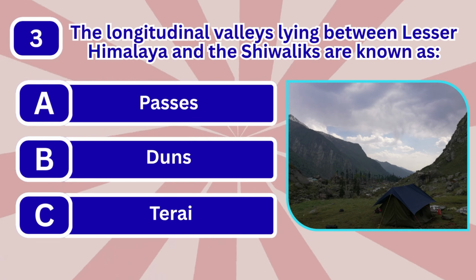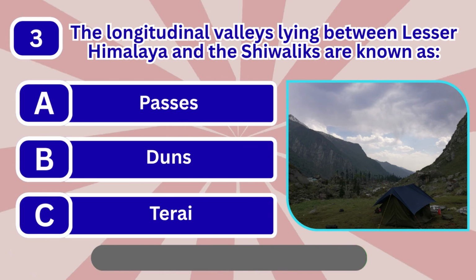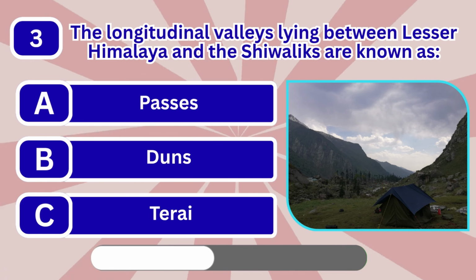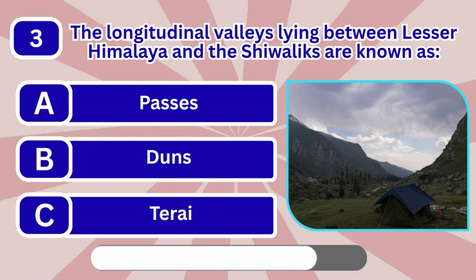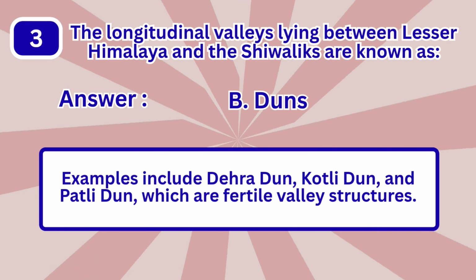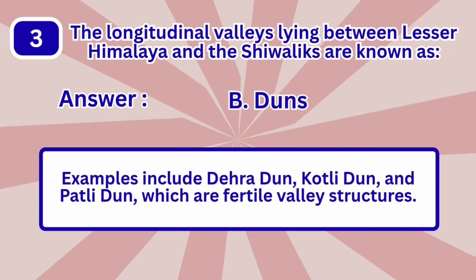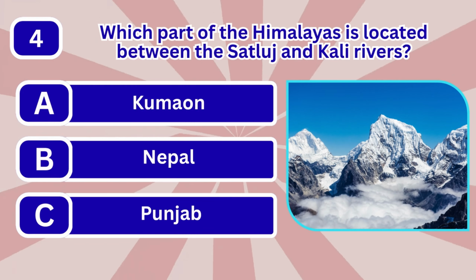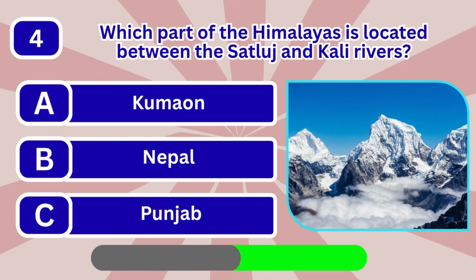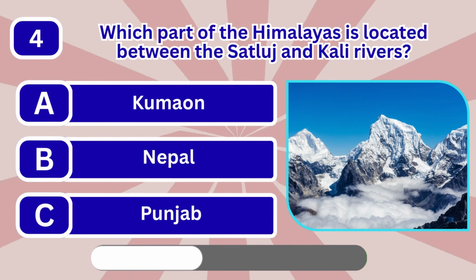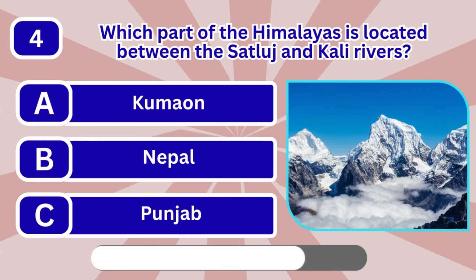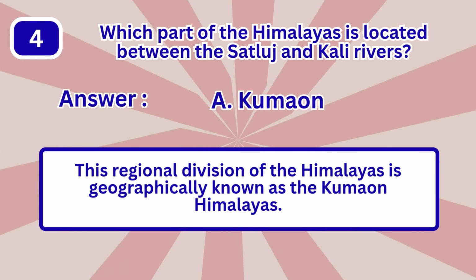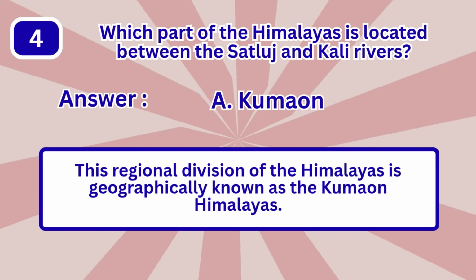The longitudinal valleys lying between Lesser Himalaya and the Shivaliks are known as Biduns. Which part of the Himalayas is located between the Satluj and Kali rivers? Kumaon.